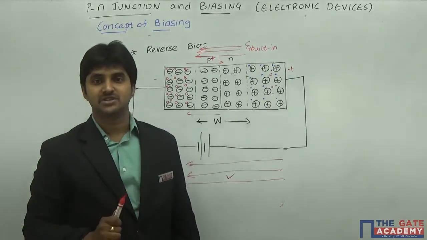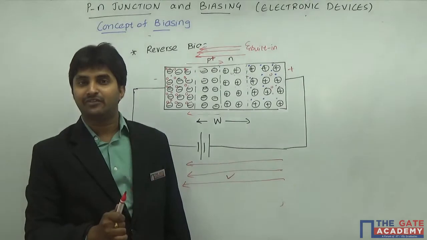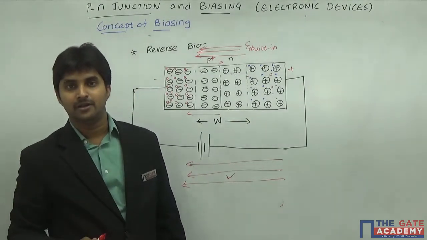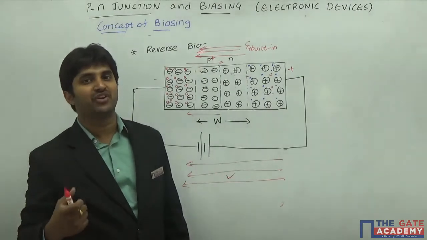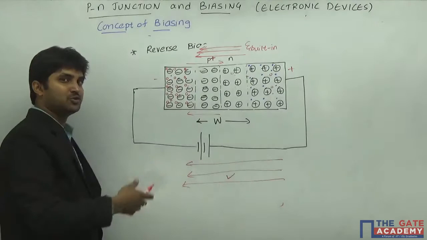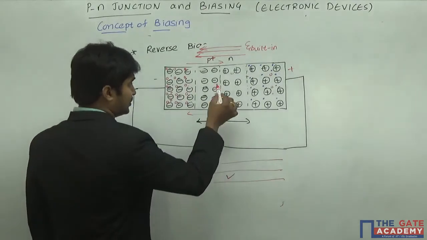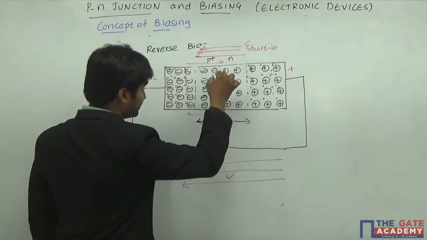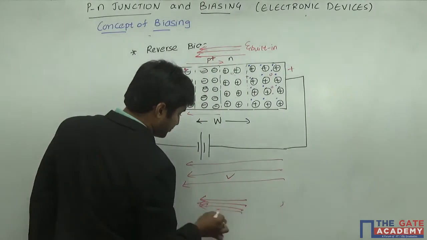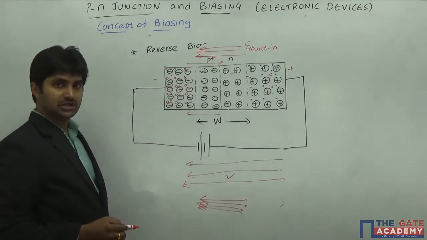So when the direction of the applied electric field is in the same direction as the built-in electric field, the strength of the field is going to be very, very high. So when the strength of the field is high, what is going to happen? The field is going to be very, very strong.